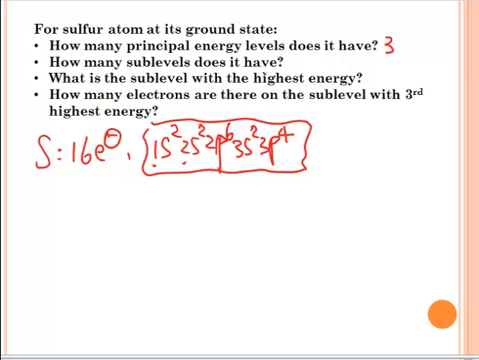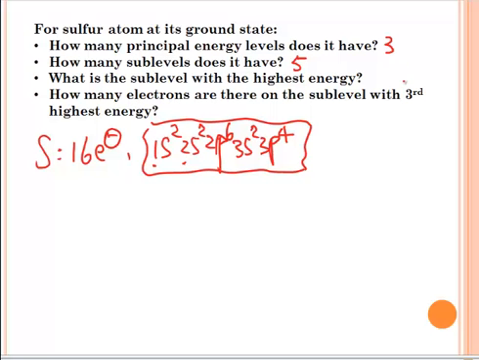How many sublevels does it have? What are our sublevels? S, P, D, F. And you have the ground state electron configuration. Simply count them. How many of the sublevels have electrons on them? 1, 2, 3, 4, 5. So you have 5 sublevels.